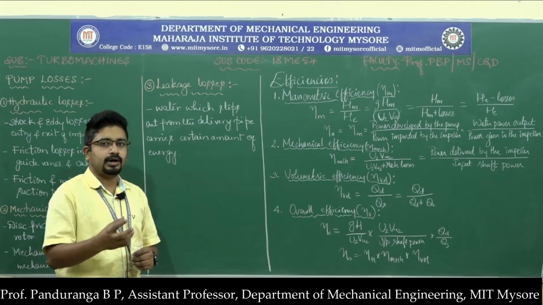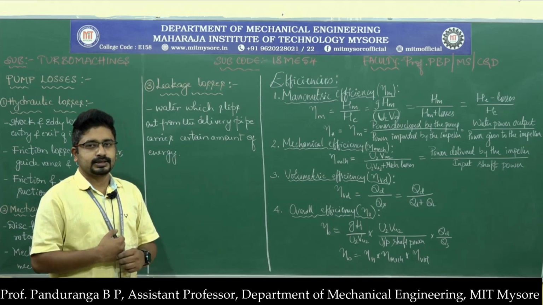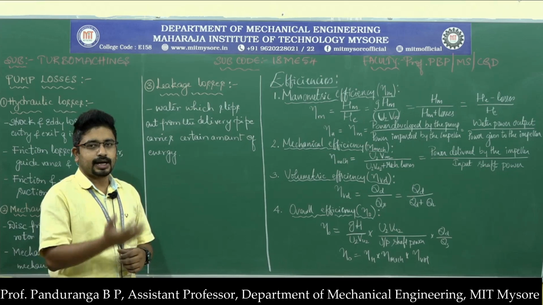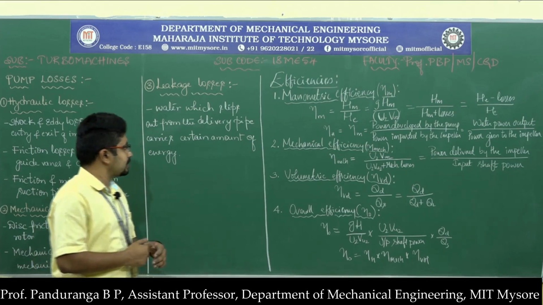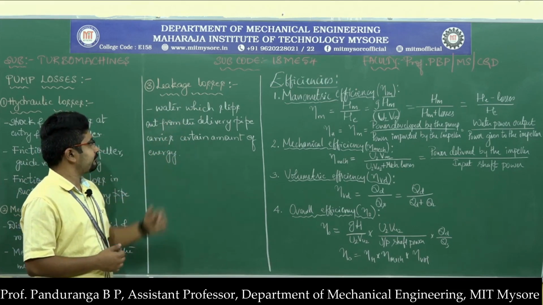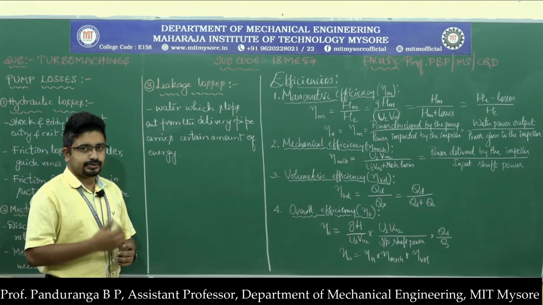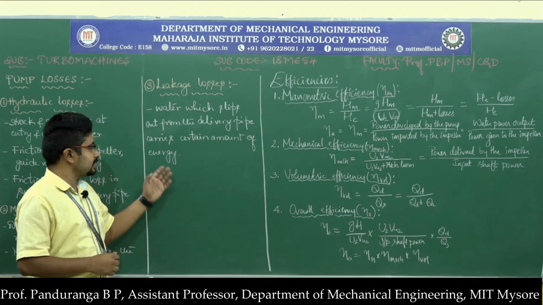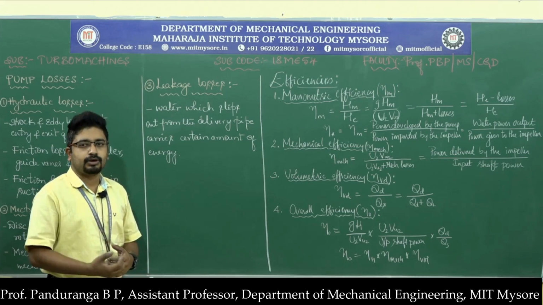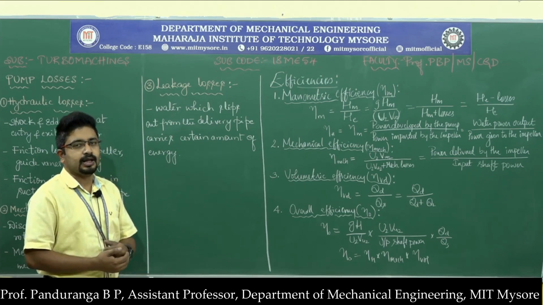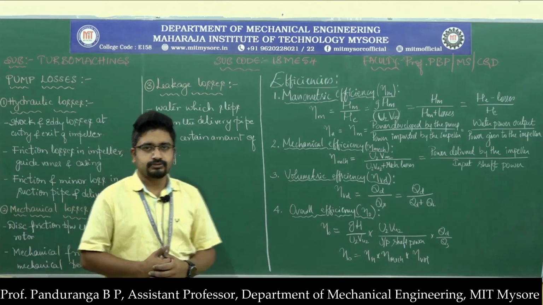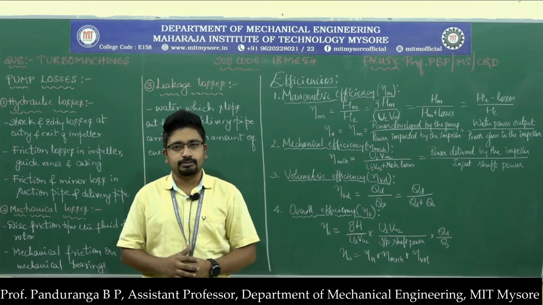So that water would have absorbed a certain amount of energy from the impeller, but since it is not moving to the delivery pipe, that will be a loss. Those kinds of losses we call leakage losses. Here the water which slips from the delivery pipe will have a certain amount of energy, and whatever energy we are losing because of the slippage of water from the delivery pipe and the casing, we call that leakage losses. So these are the different losses which we encounter in a centrifugal pump.